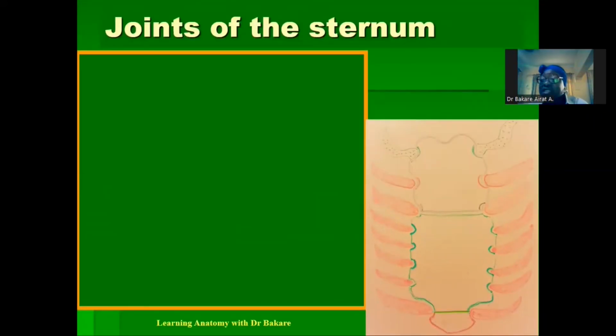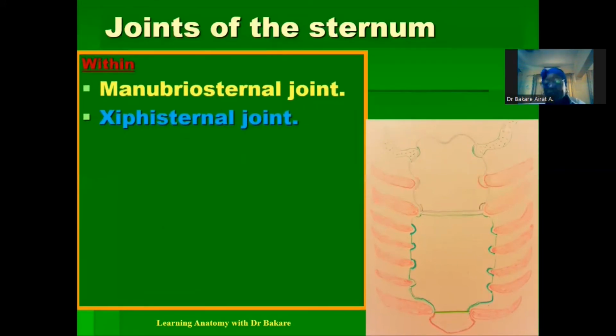So this is the indentation that is created around this region. Let's look at the joints of the sternum. We will classify them into two: the joints that are created within the structural component of the sternum, and also the joints that are created between the sternum and the surrounding structures. Within the sternum, we have two. We have the manubriosternal joint. This is the manubriosternal joint that is created between the manubrium region and the body of the sternum. Then we have the xiphisternal joint. This is the xiphisternal joint more inferiorly that is created between the body and the xiphoid process of the sternum. You can see that within the sternum we have joints because they are made up of bones that are joined together.